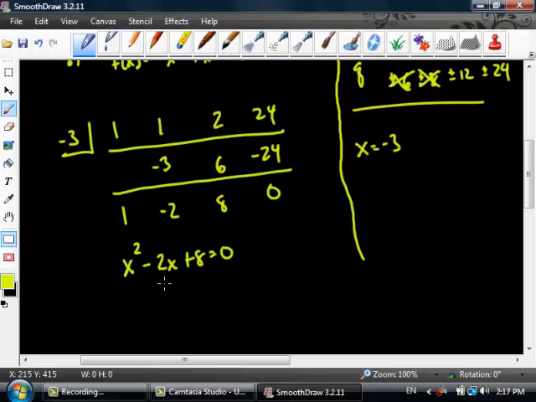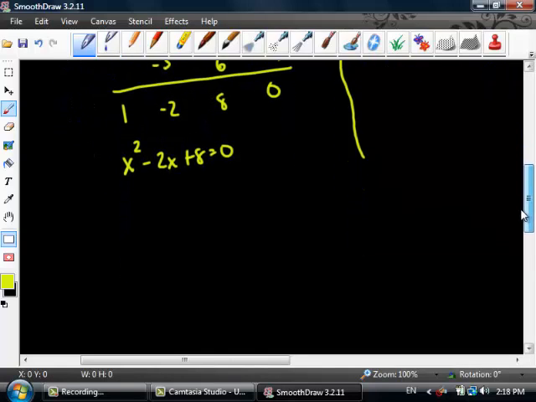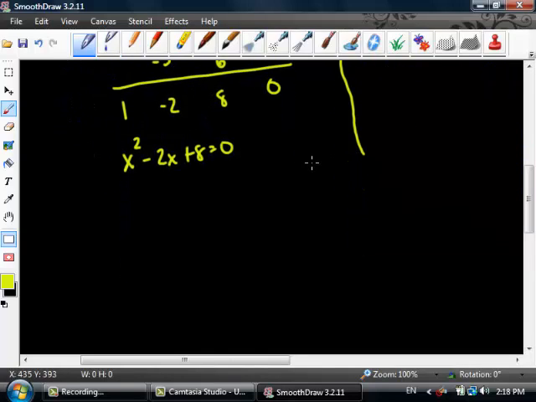Now, I have a funny feeling about this. I don't think there are any two numbers that multiply to positive 8 and add to negative 2. I'm trying to think. 4 and 2? No. 8 and 1? No. Okay. If I can't factor this thing, what should I probably do in this particular problem? Yeah? There's something a little bit faster than that. Danny, what do you think?